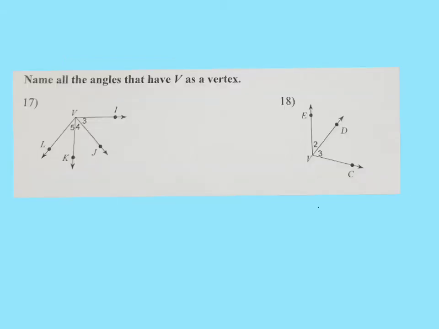All right, so 17, 18, name all the angles that have V as a vertex. So there's a bunch of angles. I'm going to start with the easy ones. Angle 3, angle 4, angle 5. Now, if you don't want to use angle 3, you could say angle IVJ, or you could say angle JVI. But you can only say one of those three, right? You can only have one of those three.